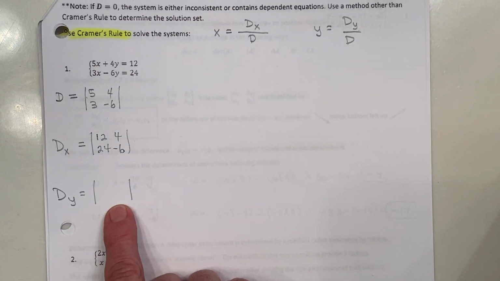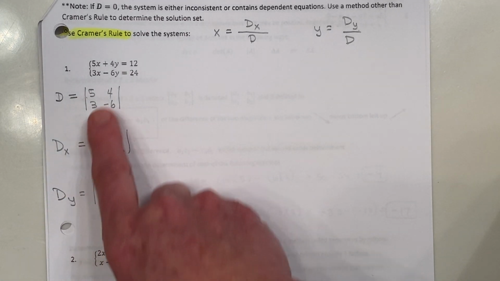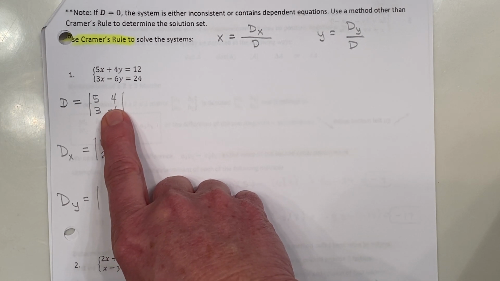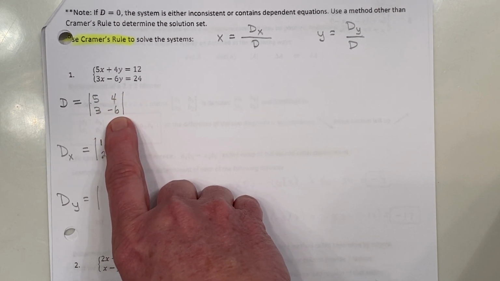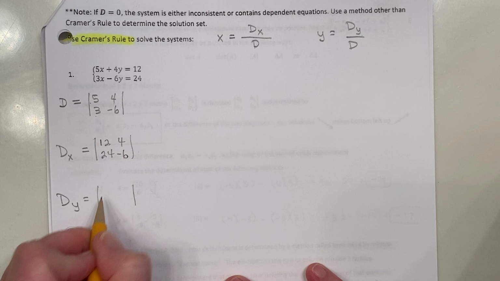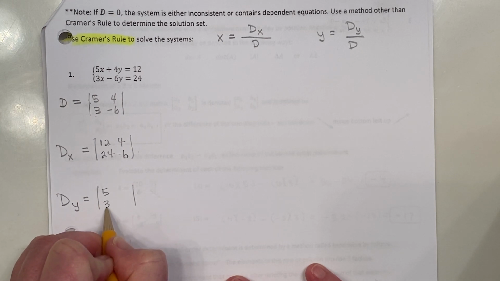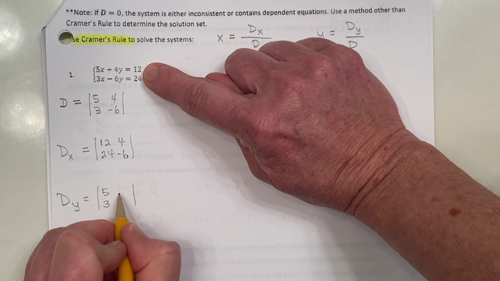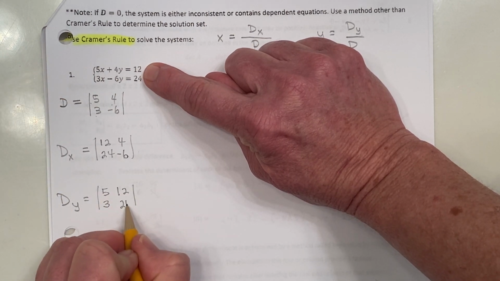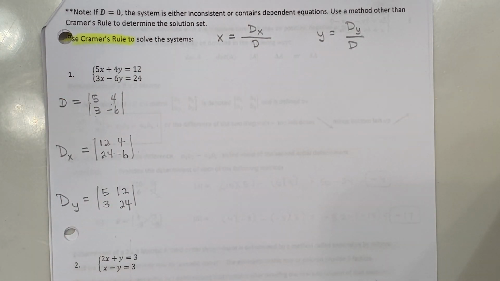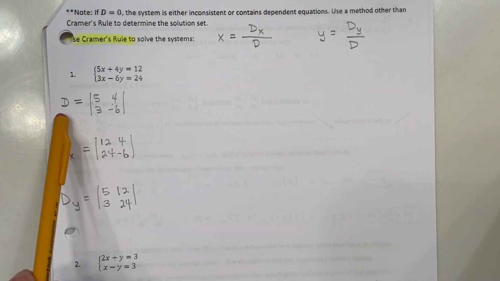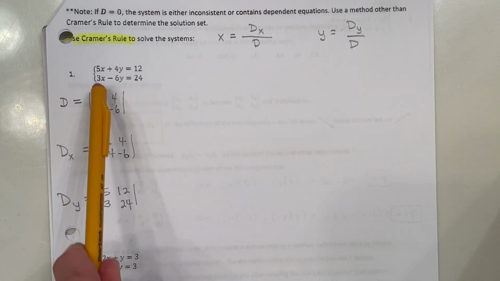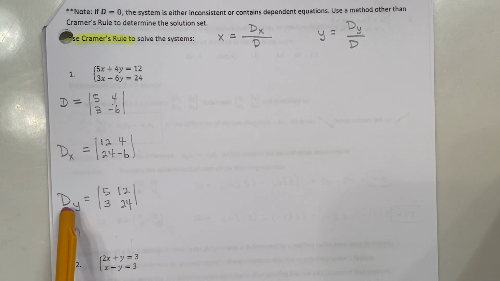Likewise here, notice we have a y. That means back up here in the D matrix, the coefficient matrix, we're going to replace 4 and -6. We'll leave 5 and 3. Those x coefficients are good, but we replace these coefficients with these constants right here, 12 and 24. So the D matrix contains only the coefficients, and D subscript X and D subscript Y have a replacement in either the X or the Y column.